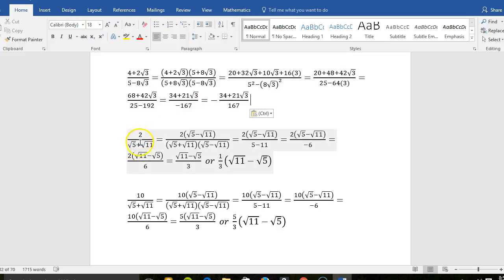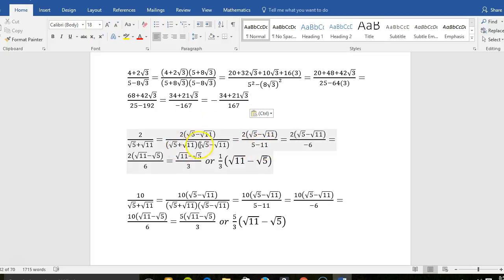Now for this guy here, we've got 2 over radical 5 plus radical 11. The conjugate of radical 5 plus radical 11 is radical 5 minus radical 11. Technically you could use radical 11 minus radical 5, but you'd have to just stay with the guy you picked. I'm going to pick radical 5 minus radical 11, and put it down here and up here. By difference of squares again, this time we do radical 5 squared, which is 5, minus radical 11 squared, which is just plain 11. So we just have plain 5 minus plain 11 down here.